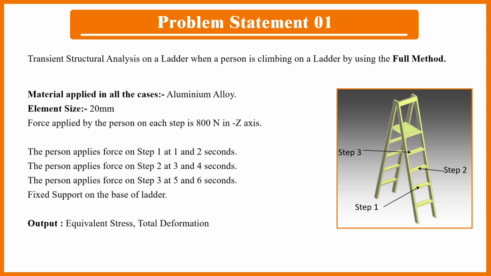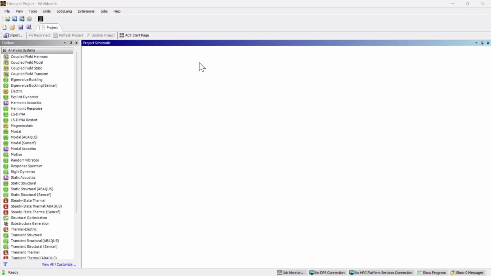The person applies force on step 1 at 1 and 2 seconds. The person applies force on step 2 at 3 and 4 seconds. The person applies force on step 3 at 5 and 6 seconds. Fix support on the base of the ladder. So the output we obtain from the solution is equivalent stresses and total deformation. So let's see how to solve this problem statement in ANSYS Workbench.